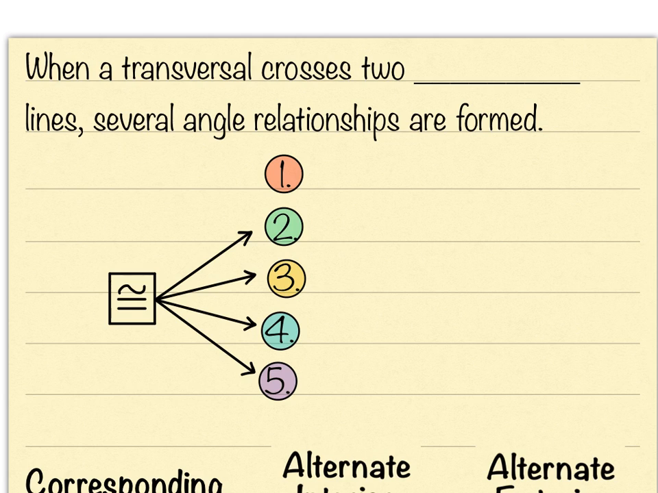So a transversal line isn't really anything super special, but when a transversal crosses two parallel lines, like in those railroad tracks, for example, then we actually have a lot of different angle relationships that are formed. And first off, we have supplementary angles, and so that word we just went over, obviously, supplementary.